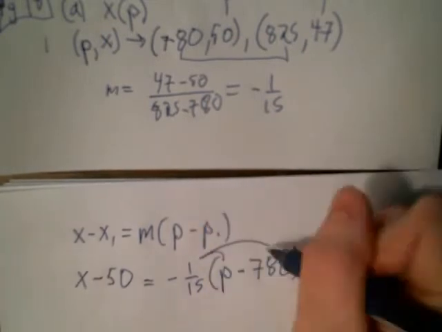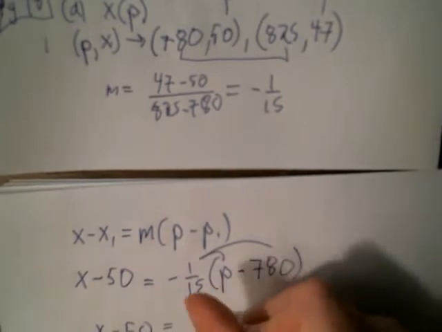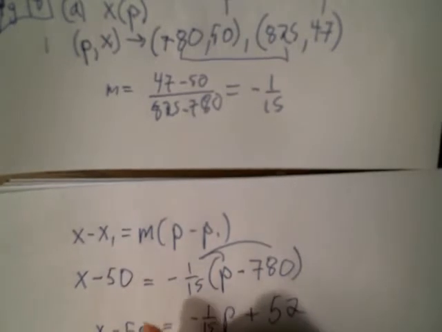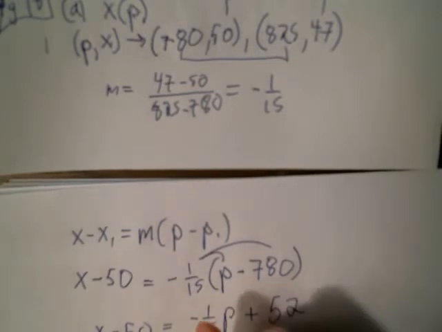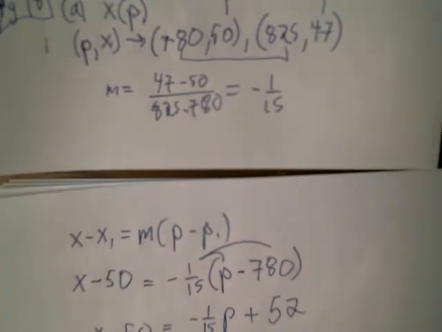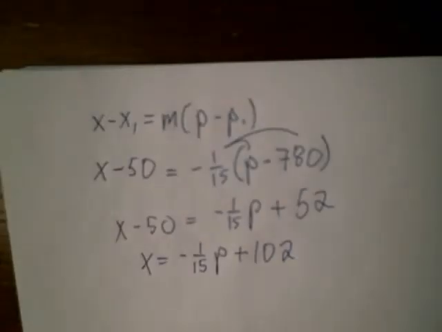I'll distribute this, so I'll end up with x minus 50 equals negative 1/15 p plus 780 divided by 15 is 52. Then move the 50 over, and we'll have our formula now in slope-intercept form. So negative 1/15 p plus 102. Okay, so that's creating an equation of a line from a given set of points.